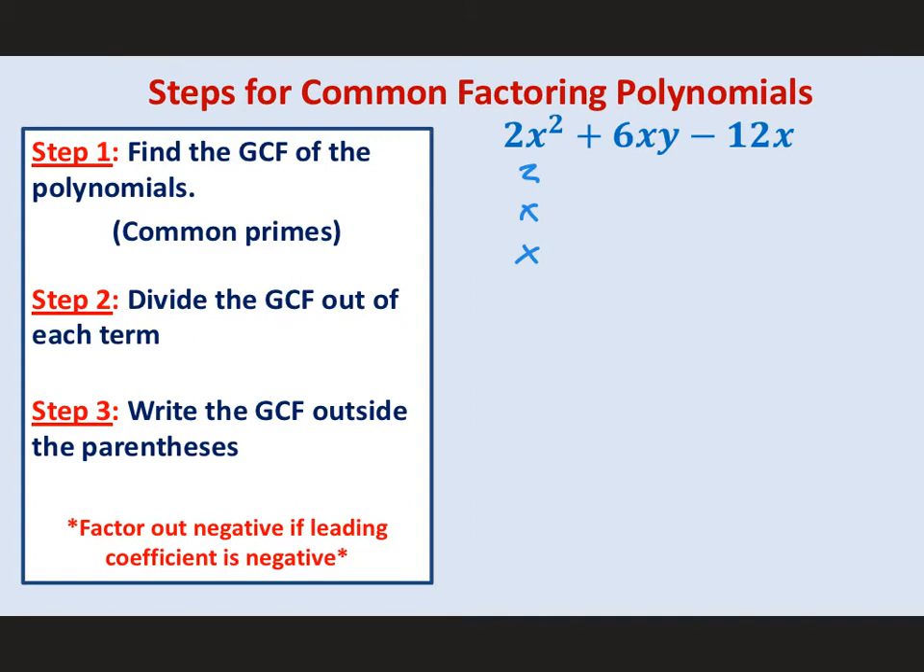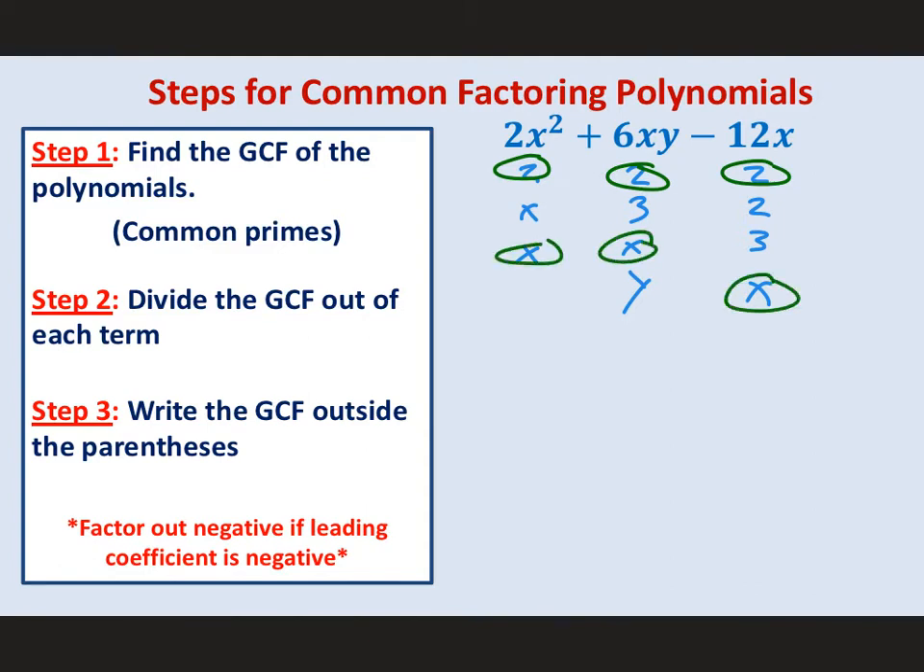2, x, and x, 2, 3, x, y, 2, 2, 3, x. You can then go through and see what these have in common. They all have a 2, and they all have an x. This is our greatest common factor. We can write it on the outside of our parentheses, 2x, and then we can write everything that's left over on the inside. The first value would be an x plus a 3y, and then there was a subtraction right here, so this would be a minus 2 times 3 is 6.